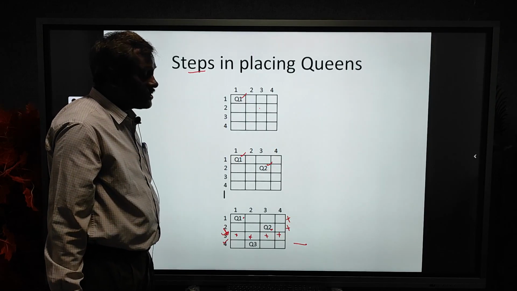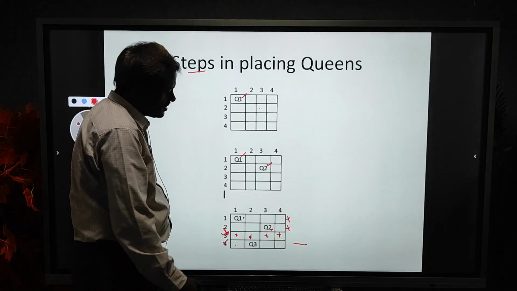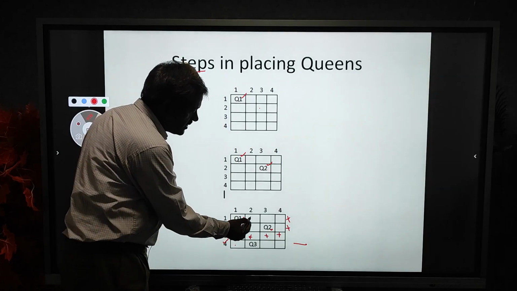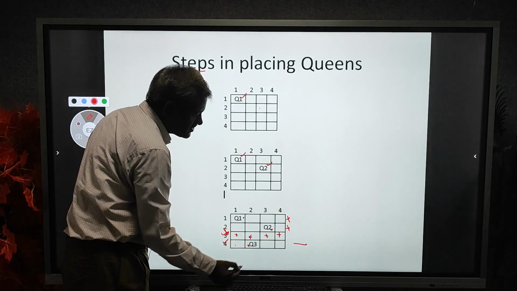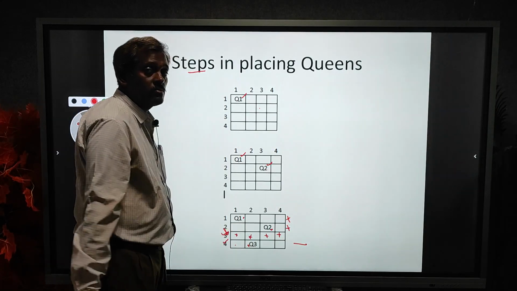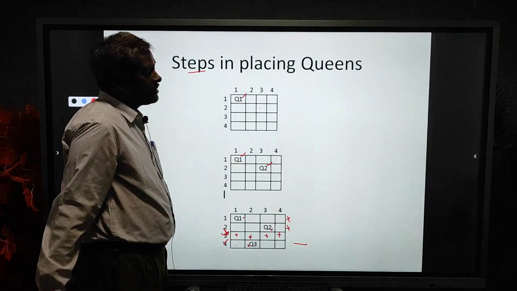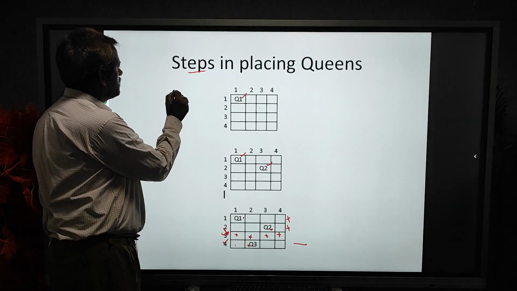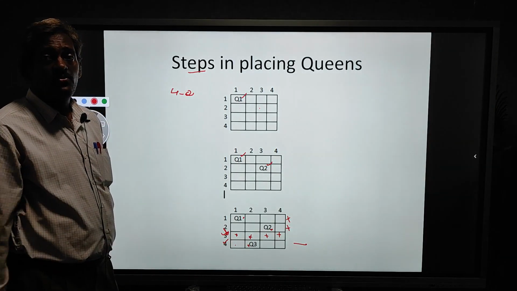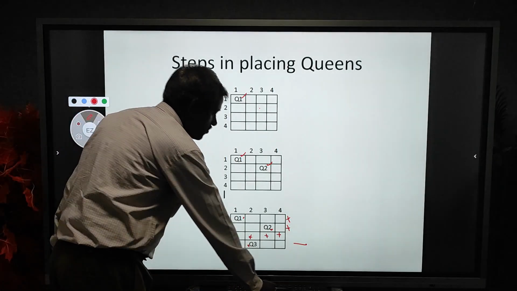Now I am going for the next one. If I check this particular place, it is not possible. Why? Because Q1 is there in the first column. So is there any feasible place here? Yes, that is there. Why? Because it is not touching Q1 or Q2, row wise, column wise, or diagonal. Okay, we kept Q3. But how many queens do we have to place here? As this is a 4-queen problem, we have to place 4 queens, right? So we will check the feasibility for the fourth one.